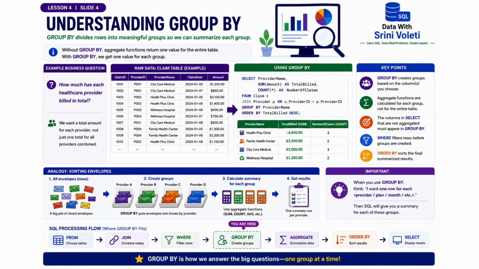Group by does not change your data. It simply organizes it so SQL can answer bigger business questions.